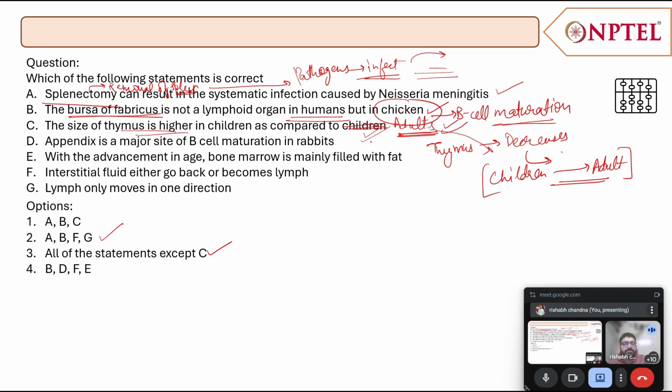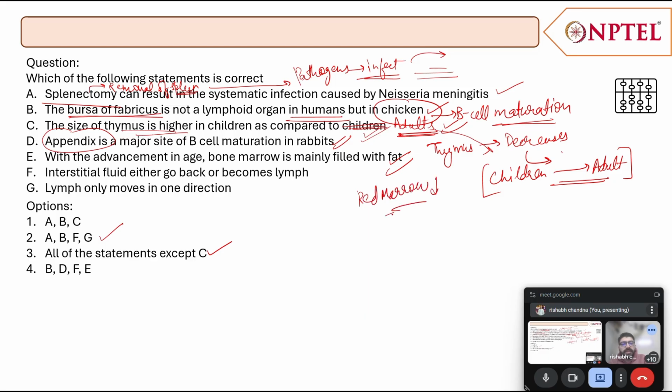The appendix is a major site of B cell maturation in rabbits. Yes, this is also correct. As we discussed just now, B cell maturation in rabbits takes place in the appendix. With the advancement in age, bone marrow is mainly filled with fat. Yes, this is also correct, because the spongy or red marrow decreases with age.